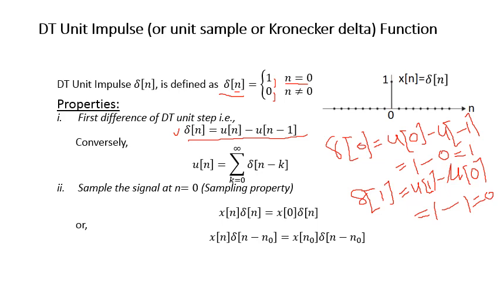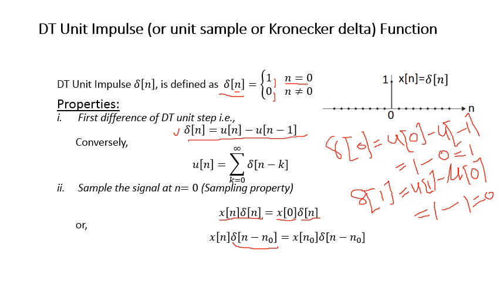So the second property is the sampling property. Based on this, we say x of n multiplied by impulse of n is equal to x of 0 times impulse of 0, so you get the 0th sample. Now again, x of n into impulse of n minus n naught. Can you recall what this is? Yes, it's basically the shifted version of impulse of n.